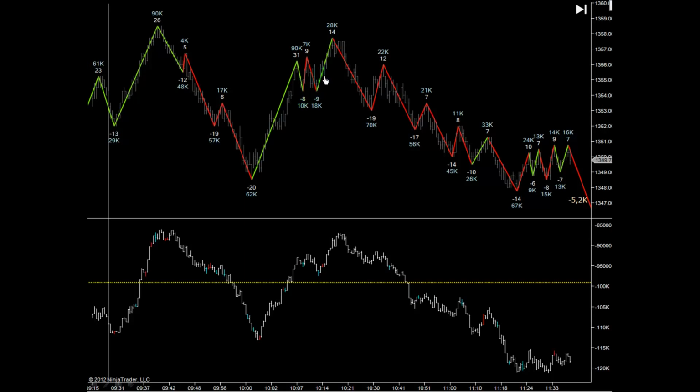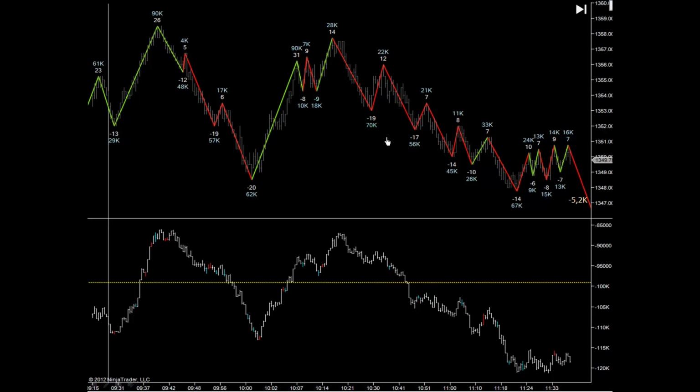And now we're going to look at the move down from 1358 to 1350. Now note that in this case we do have the added confirmation up here that we are reversing off a known area. So this is a failed attempt at the high of the day, and we start off with a 70,000 push down, and we start off with 19 ticks.